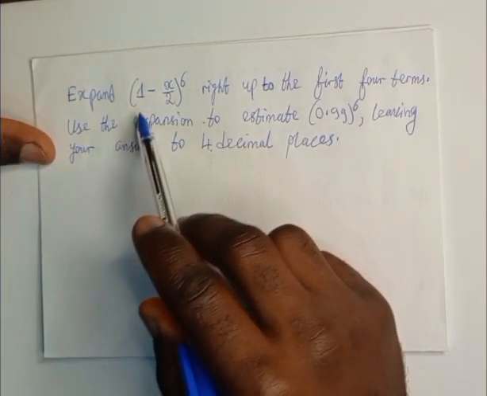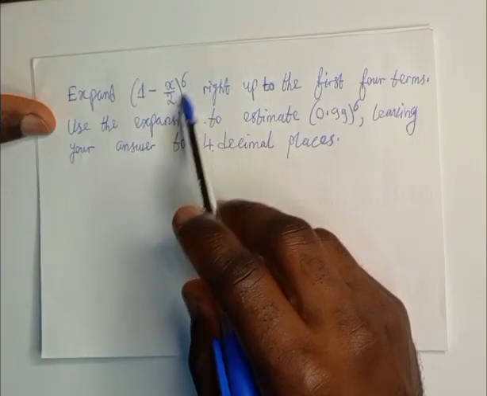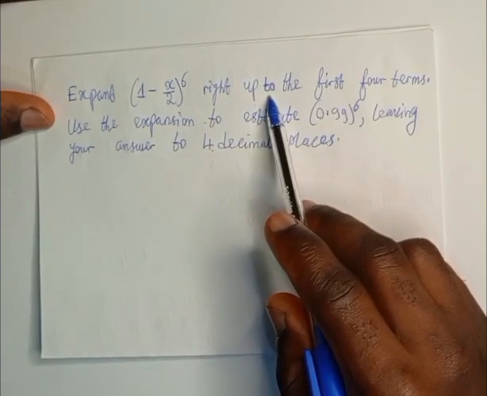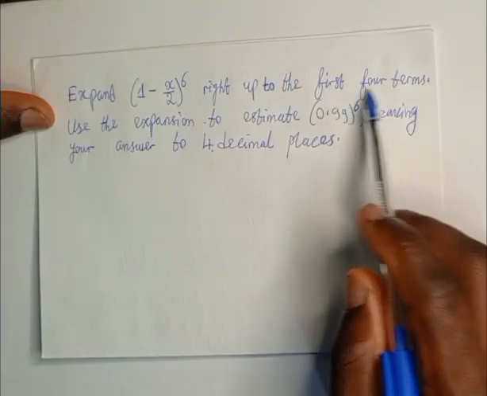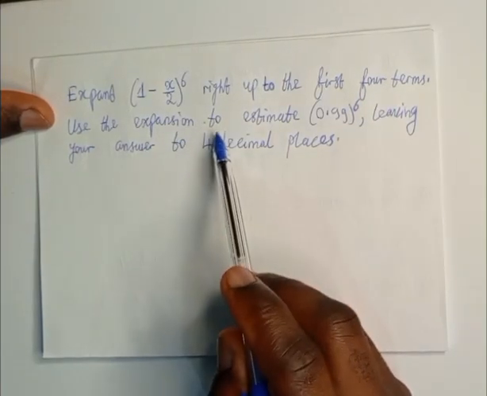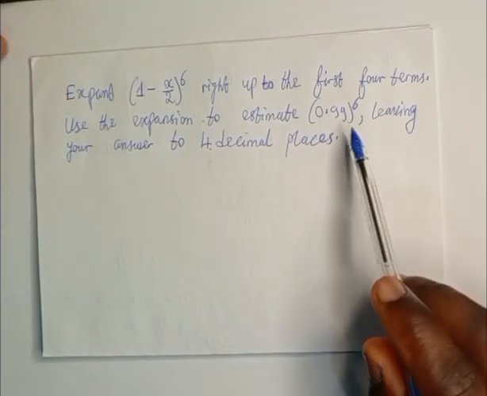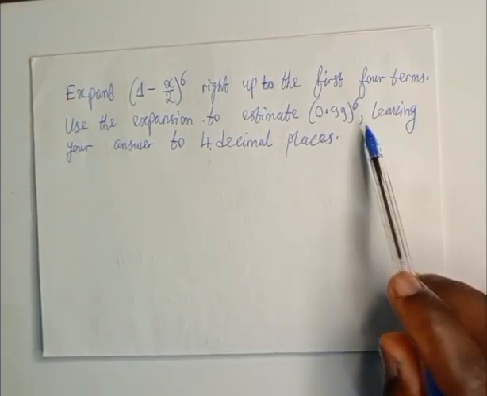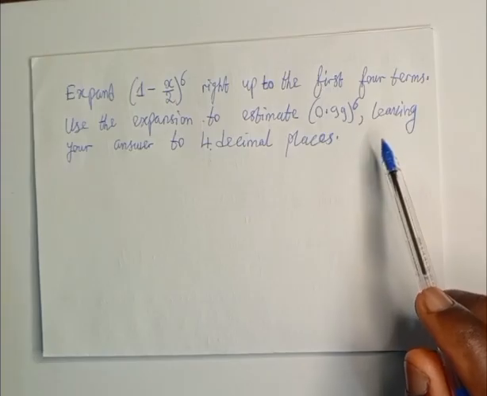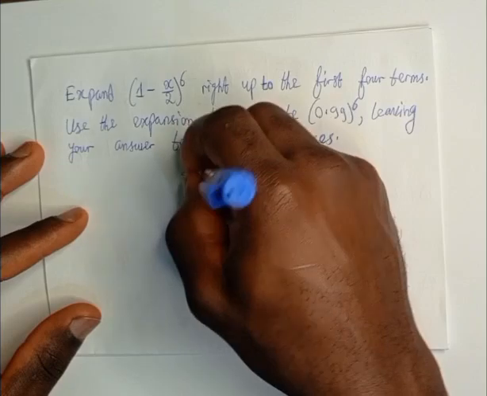Expand (1 minus x over 2) all raised to the power 6, right up to the first 4 terms. Use the expansion to estimate 0.99 raised to the power 6, leaving your answer to 4 decimal places. Take solution.